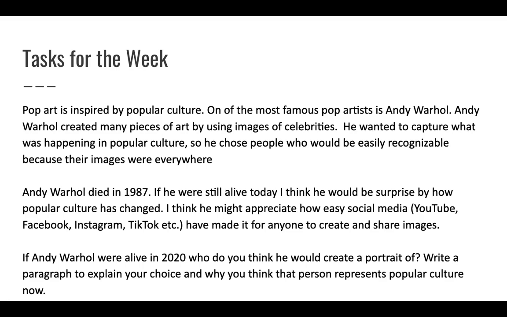The task for this week is that I want you to think about pop art and how it would continue to evolve. Pop art was inspired by popular culture. One of the most famous pop artists is Andy Warhol. Andy Warhol created many pieces of art using images of celebrities. He wanted to capture what was happening in popular culture, so he chose people who would be easily recognizable because their images were everywhere.